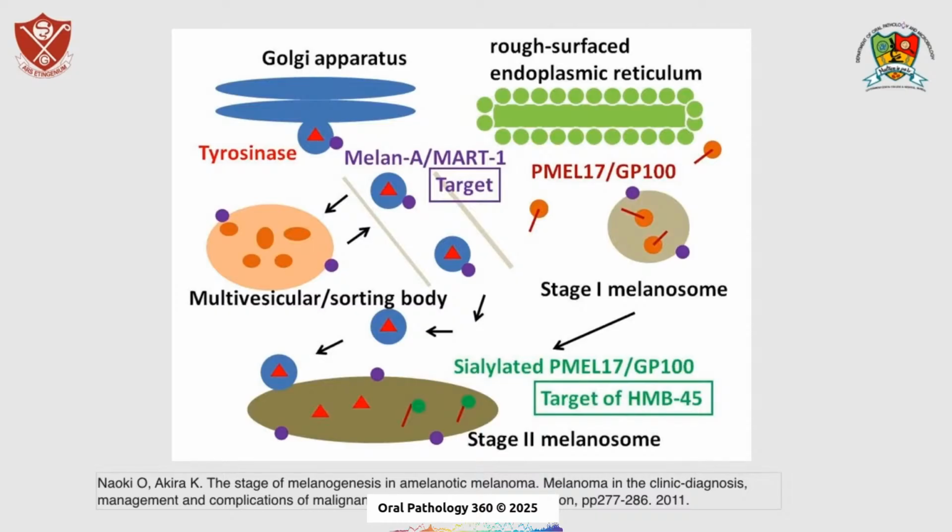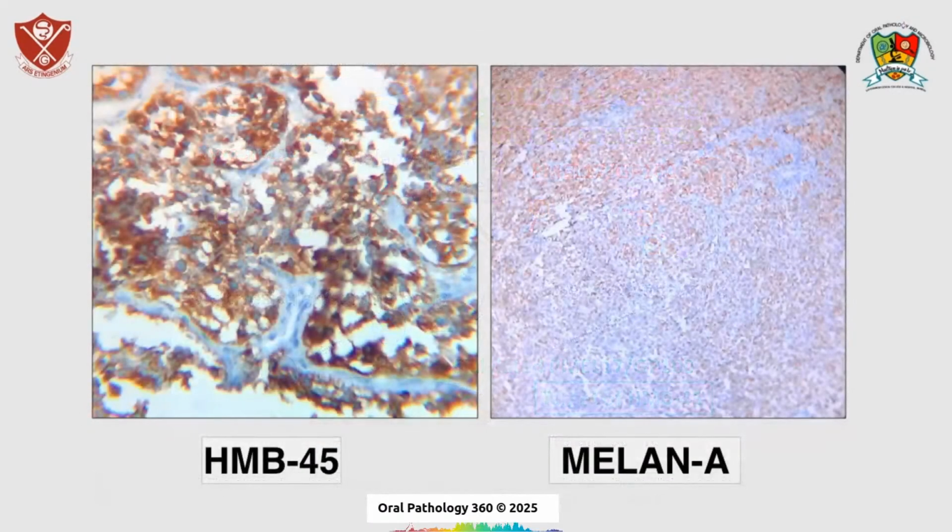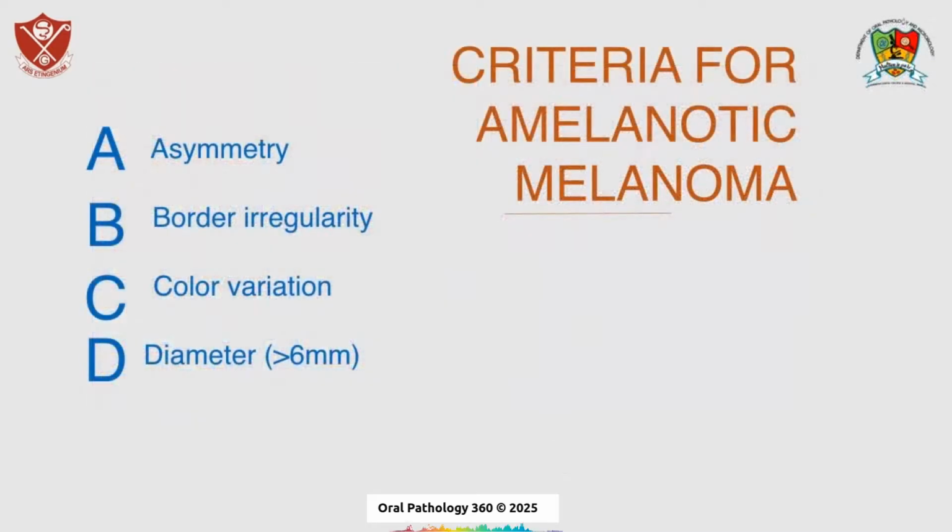And if the IHC staining showed only a positive reaction to Melan A/MART1, it would indicate immature differentiation of melanosomes prior to stage 2. However, the IHC staining was positive for the human melanoma black 45 antigen and the Melan A. So, the diagnosis was amelanotic melanoma.